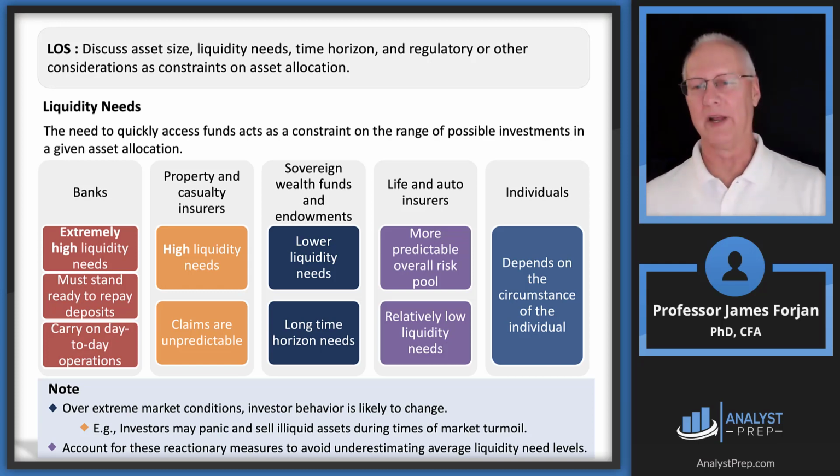All right, how about the far right column? Individuals. This is interesting. It depends on the circumstance of the individual. Of course, that's true. Some individuals have lots of liquidity because they like to have lots of liquidity, but some individuals have lots of liquidity because they have very, very low tolerance for risk. And so they want to say something like, you know what, I want to have access to my money. My father was like this during the later years of his life.